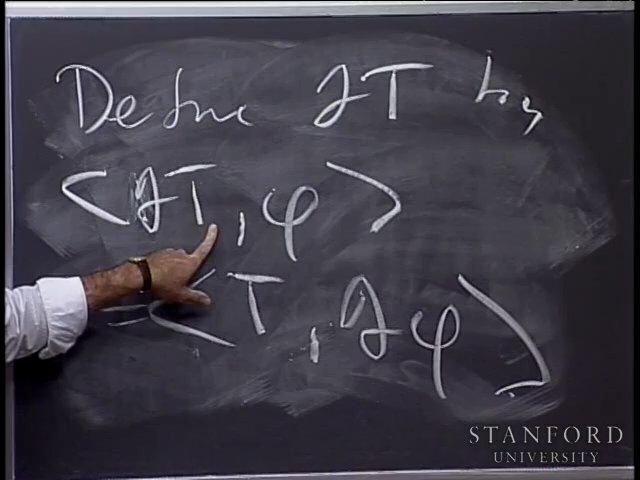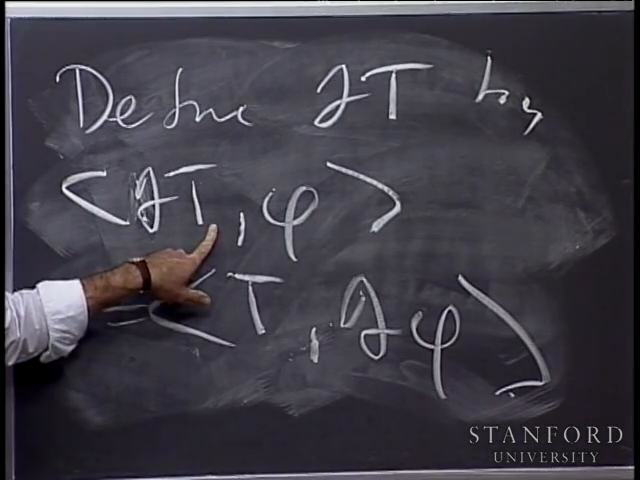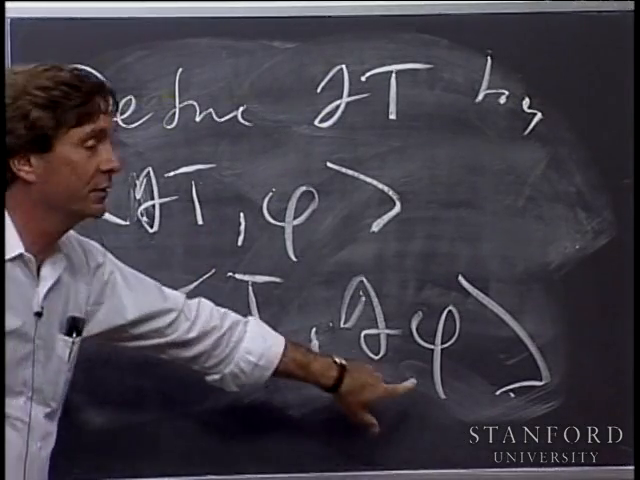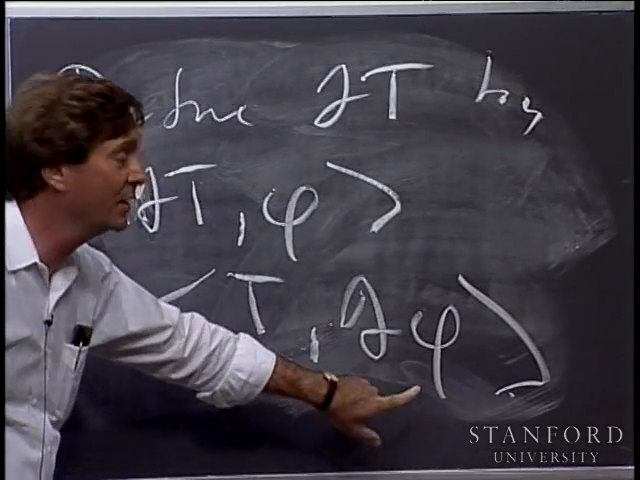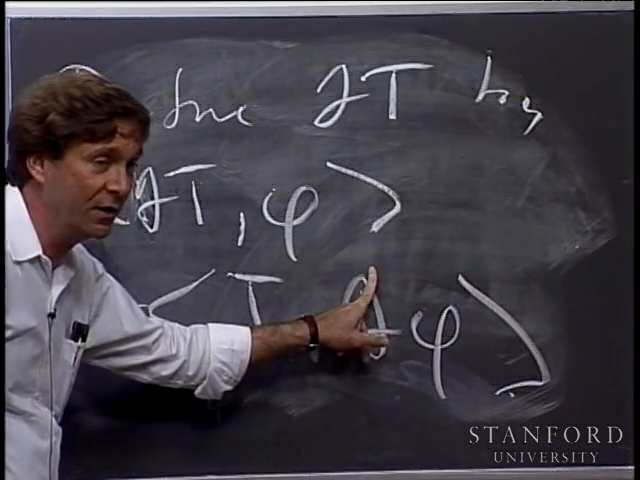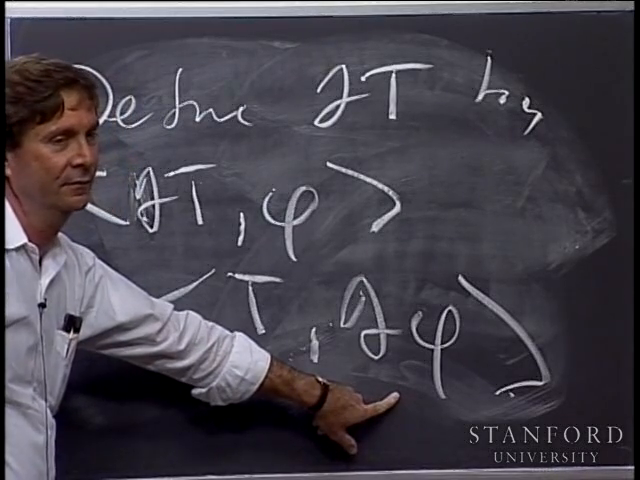How do I define a distribution? You give me a test function, I have to tell you how it operates. It operates by t operating on the Fourier transform. And the right-hand side makes sense because if phi is a rapidly decreasing function, then so is the Fourier transform of phi.